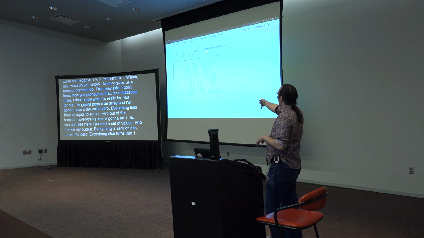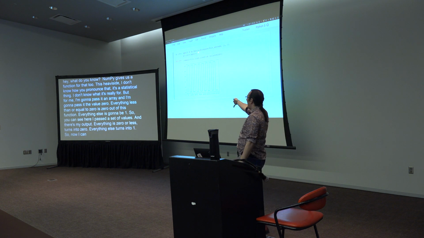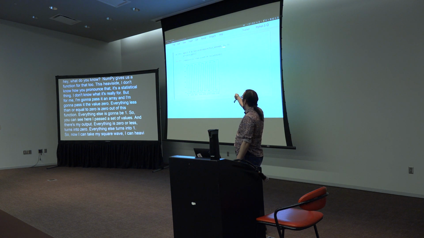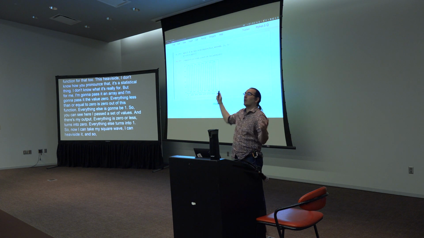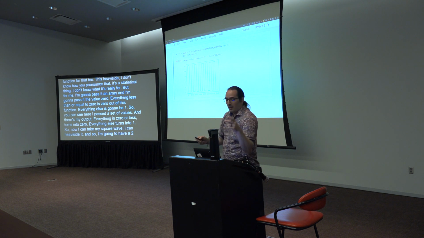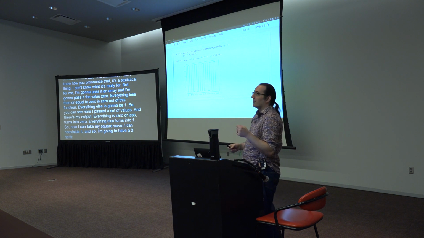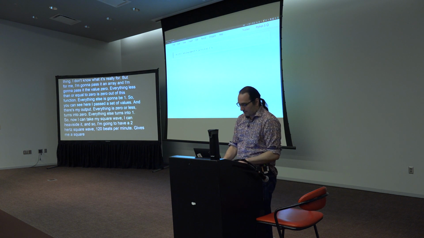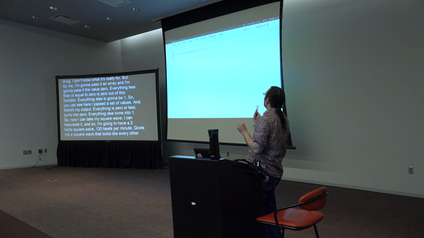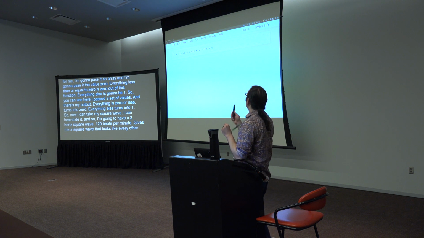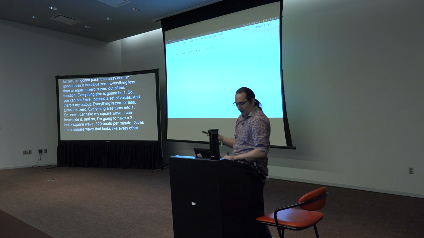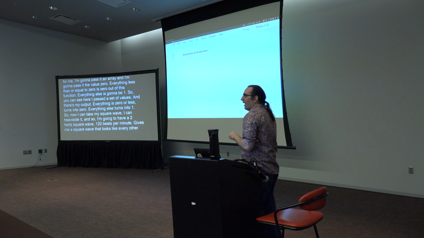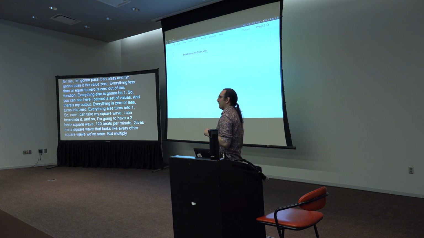So now I can take my square wave, I can heaviside it, and so I'm going to have a 2 hertz sine wave, which happens to be 120 beats per minute. Which gives me a square wave that looks like every other square wave we've seen. But when I multiply things together, we're about at a techno song. All right. We can get wacky with this.